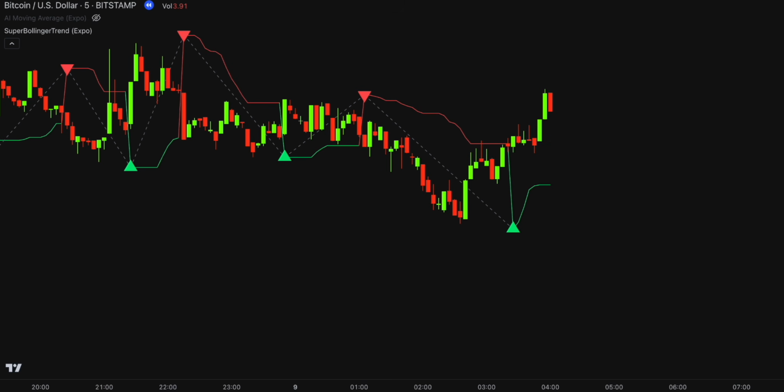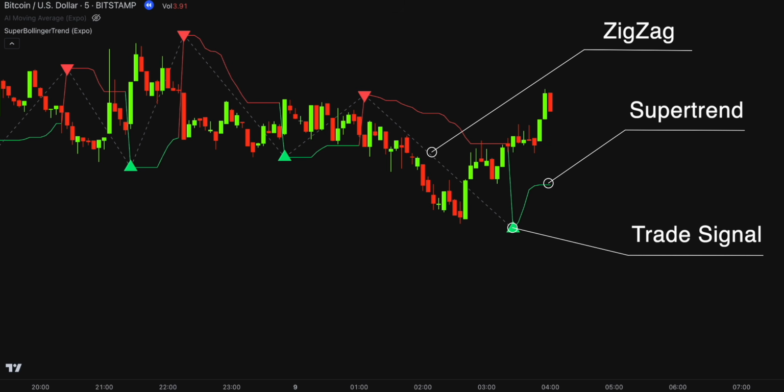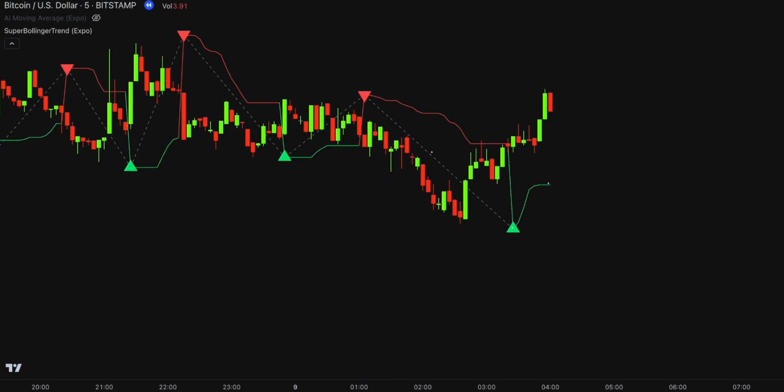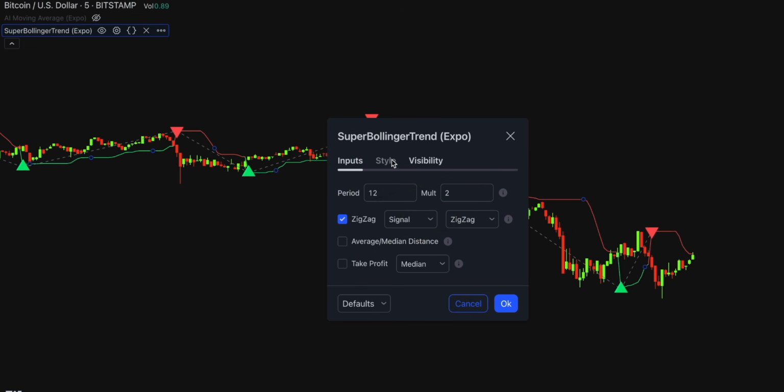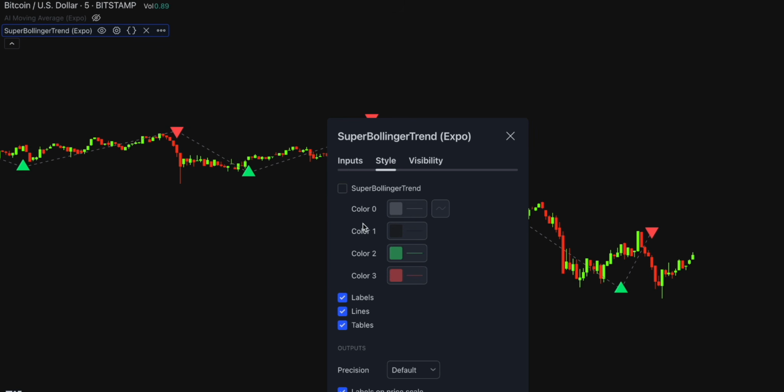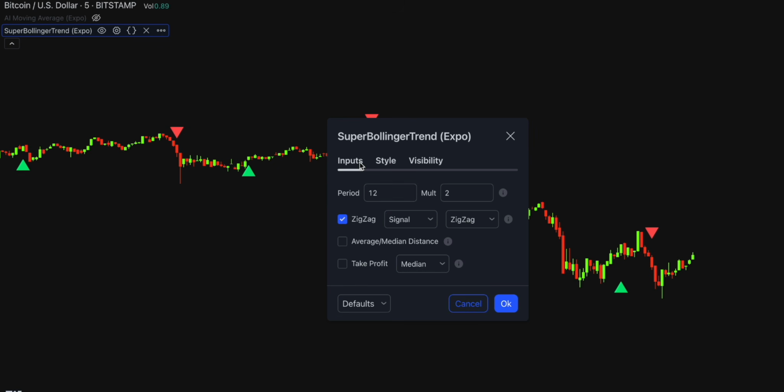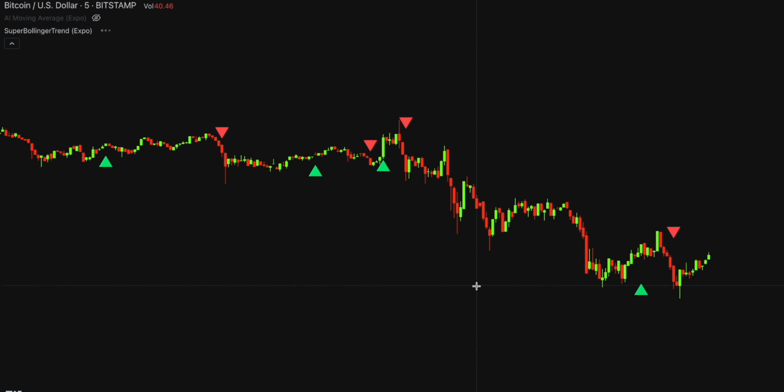The CBT indicator consists of the zigzag pattern, super trend line, and buy and sell signals. If you like a cleaner chart, you can disable the lines and leave only these triangles. I also like to set the period to 15. As a result, the quality of the signals has changed, and although they are quite accurate, it is not recommended to use the indicator alone.